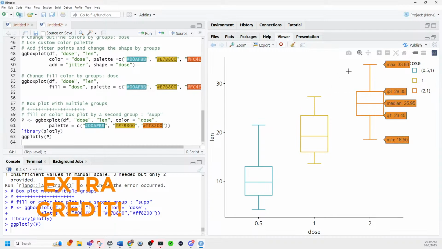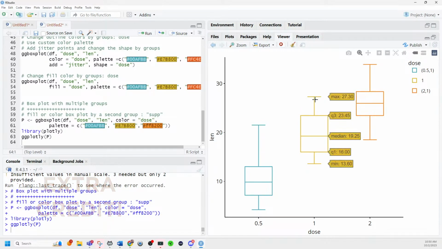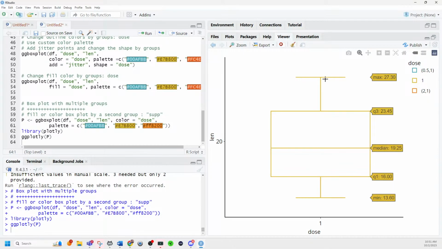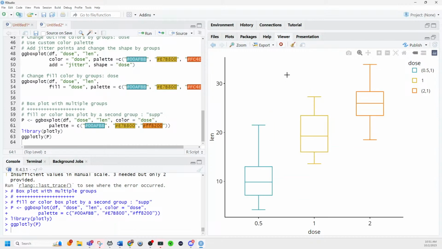Now these whiskers, is this whisker right here the maximum? I think ggplotly can get a little bit mad and show me things, but is this whisker right here the maximum for this box plot? Yes or no? Yes, because there are no outliers.